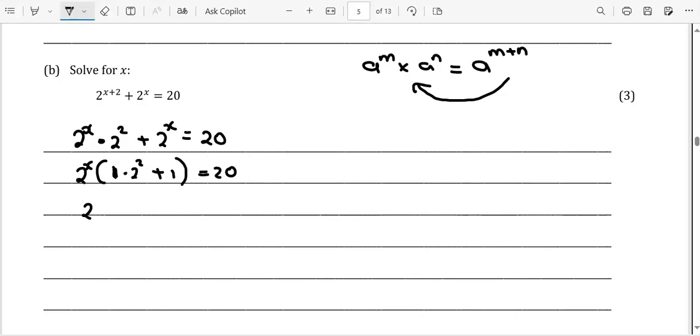I know that in the bracket, if I work that out, 2 to the power 2 is 4. This will give me 4 plus 1, which is 5. So I'm just going to write the bracket as 5. This is equal to 20.